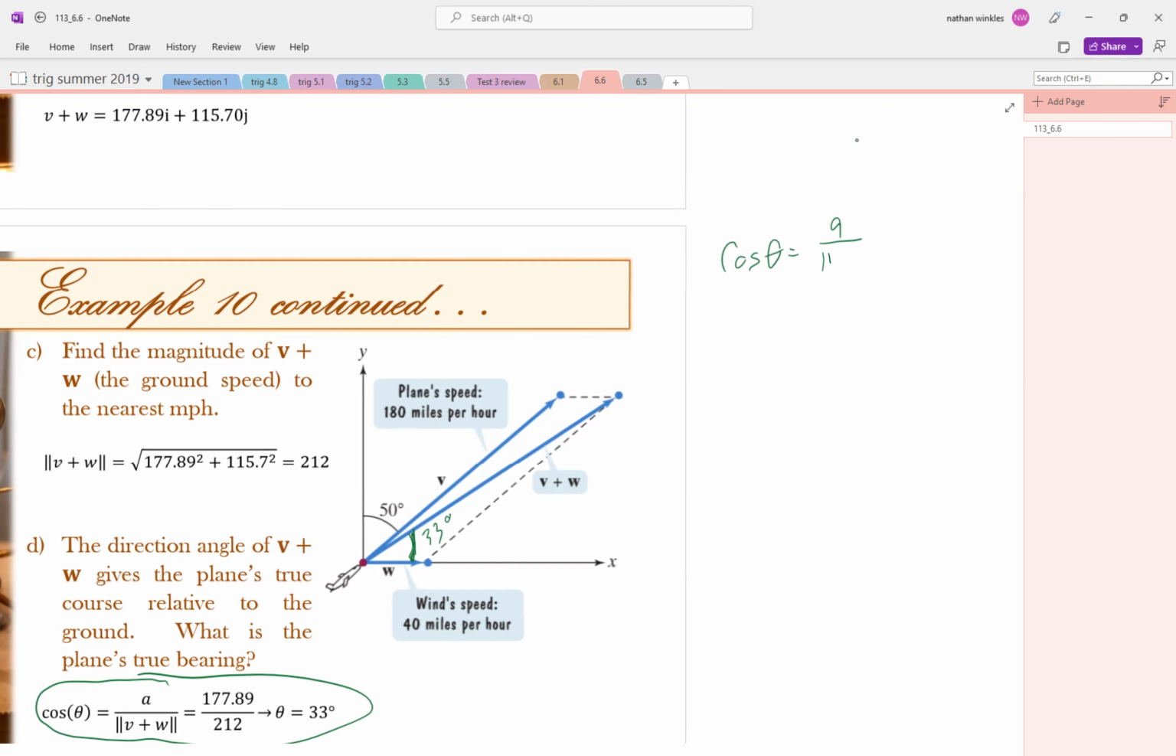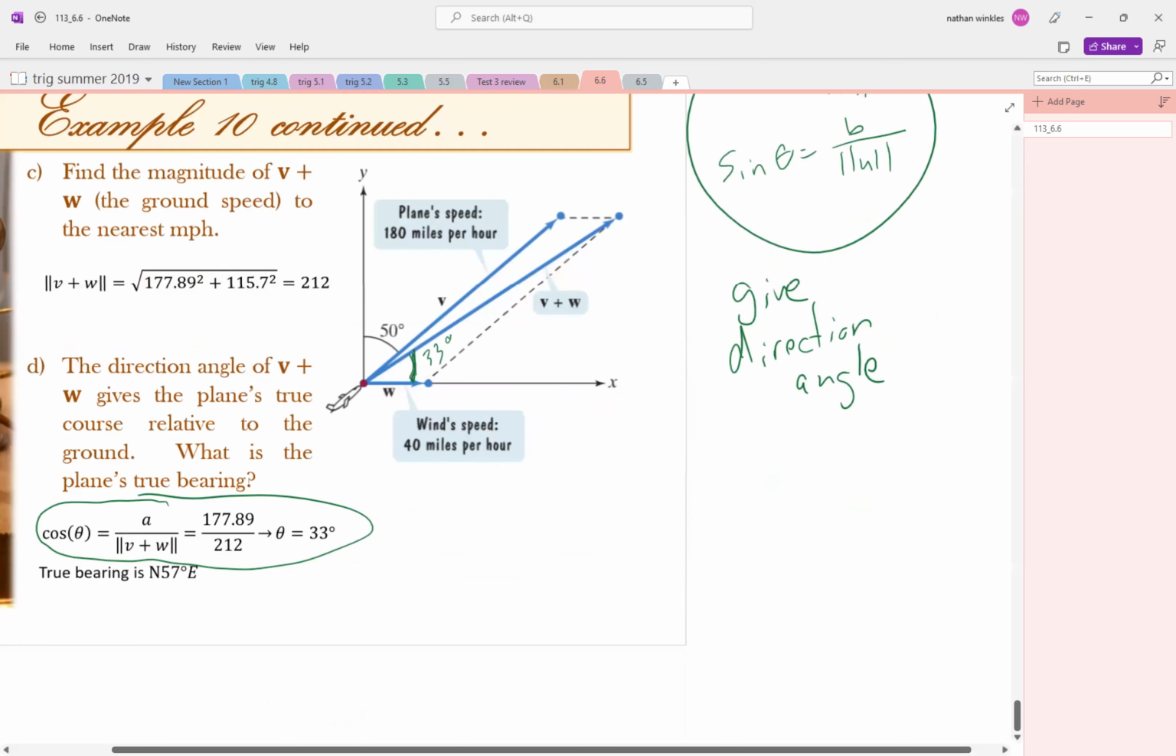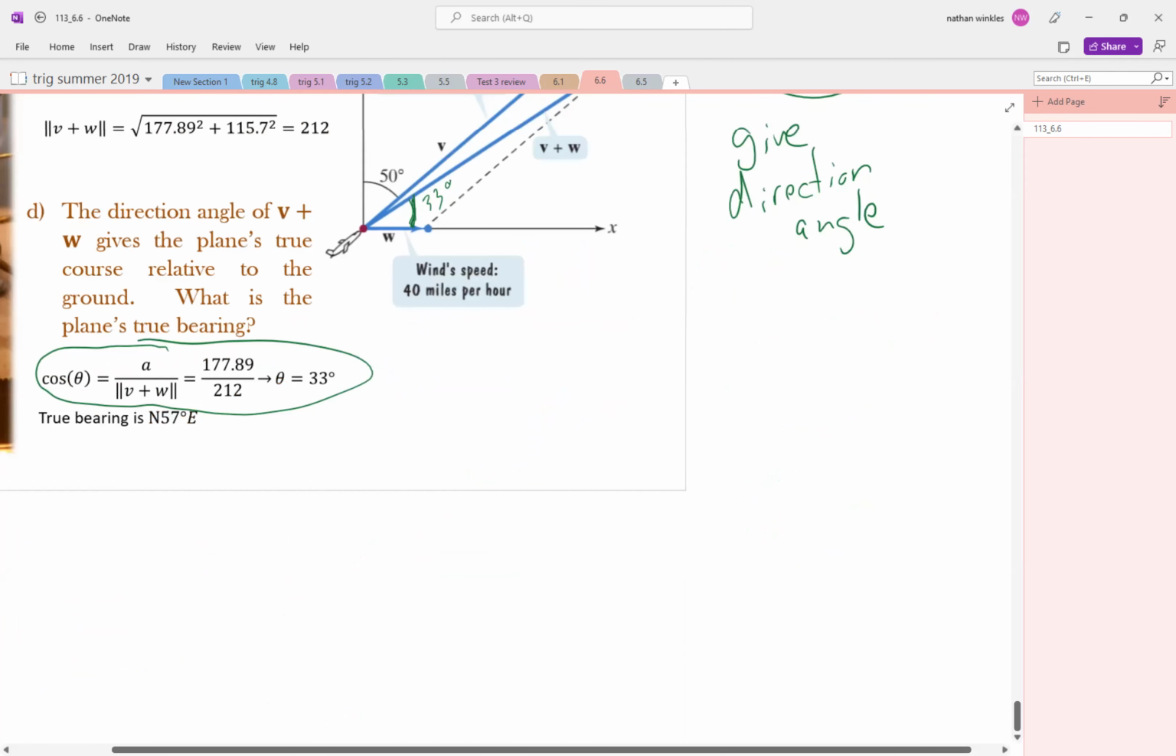Now keep in mind here that to find our direction angle, we can use cosine theta equals a over the magnitude of our vector. I'm just going to use u as a generic vector. Or we could do sine of theta equals b over the magnitude of vector u. Both of these give our direction angle. It does not matter which one we use. They both end up with the same exact thing in the end. So that's what we need to start our talk about vectors, and then we will continue on in the next lesson as well.